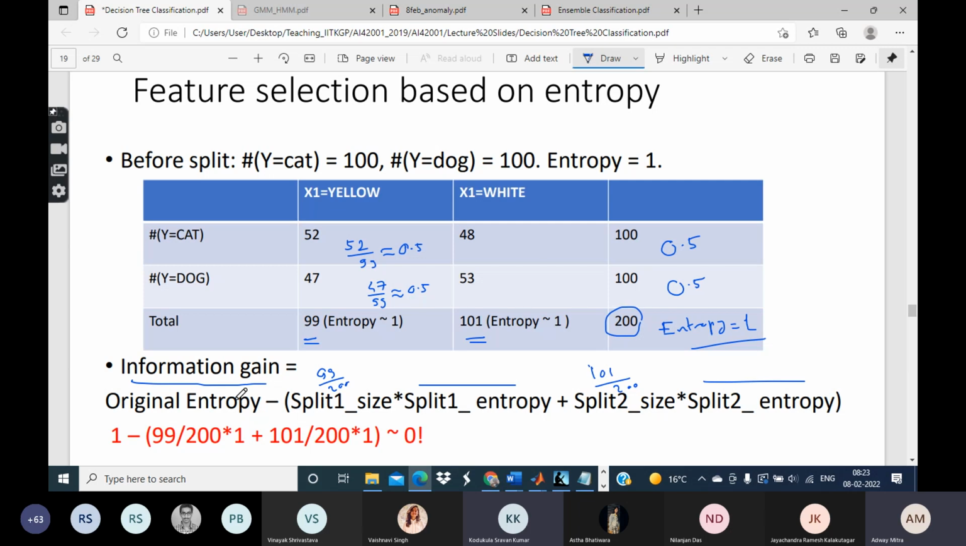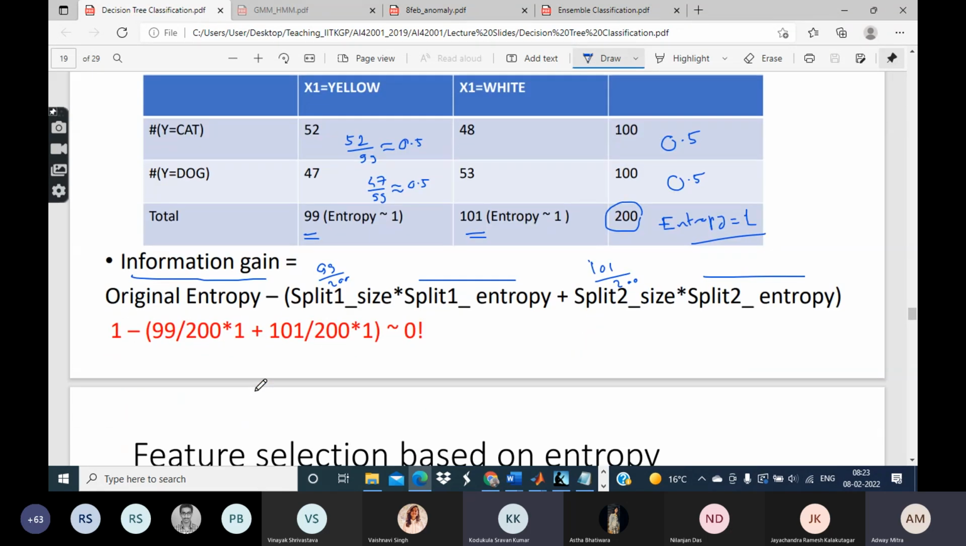Now the original entropy is high. After splitting, both the entropies have become low, so the difference will be large. So when we are considering different features and evaluating which feature is more discriminative, we can calculate their information gains and see which feature is giving the maximum information gain. So that is the idea.